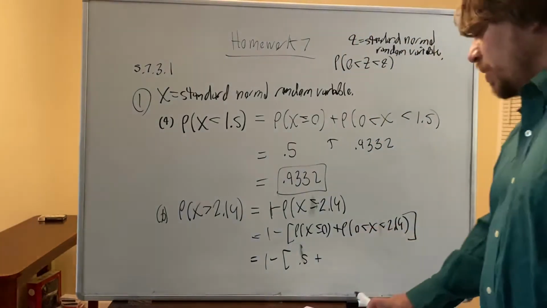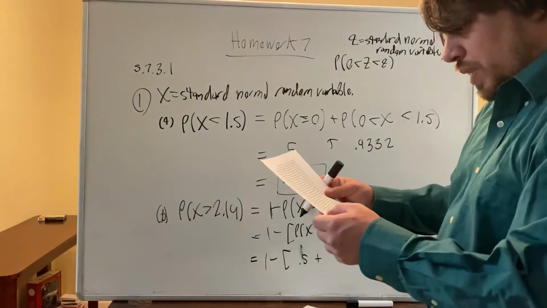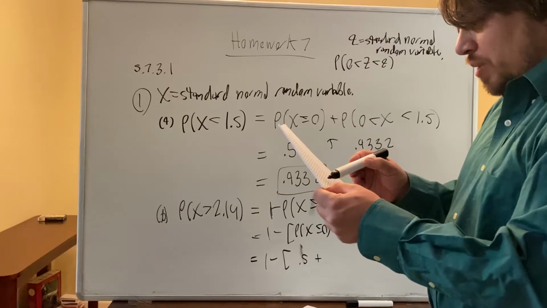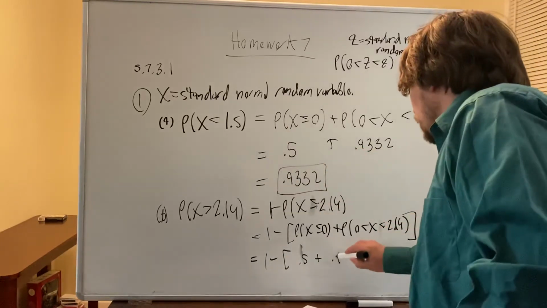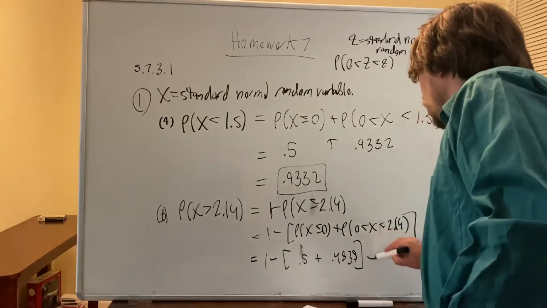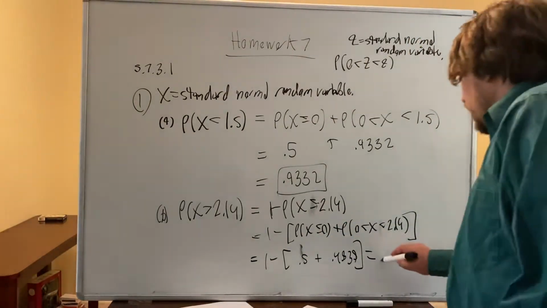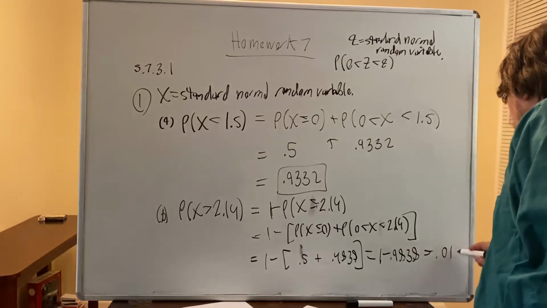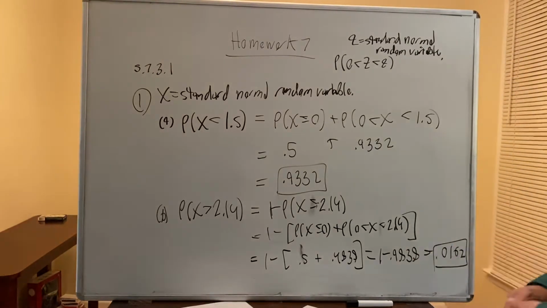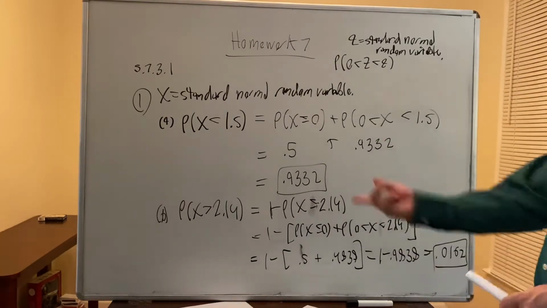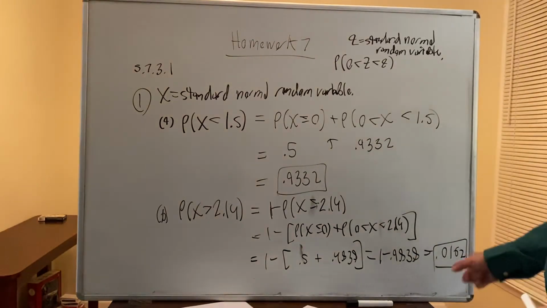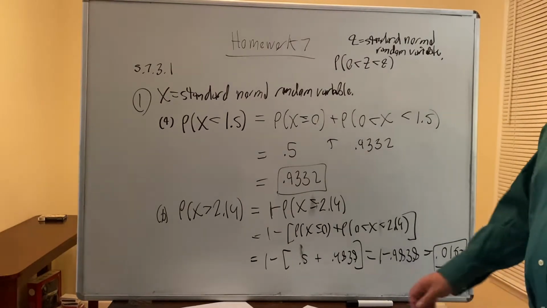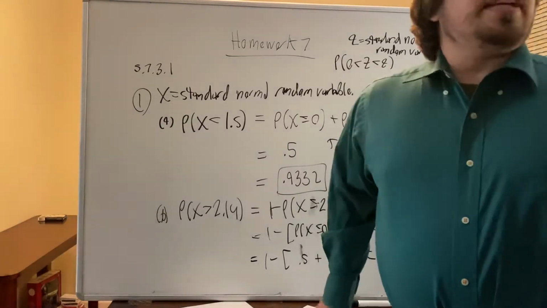Plus this probability, which by the table for 2.14 is 0.4838. So 1 minus 0.5 plus 0.4838 is 1 minus 0.9838, which is equal to 0.0162. So the probability that x is greater than 2.14 is 0.0162. So that's 1B. So for C, sorry.